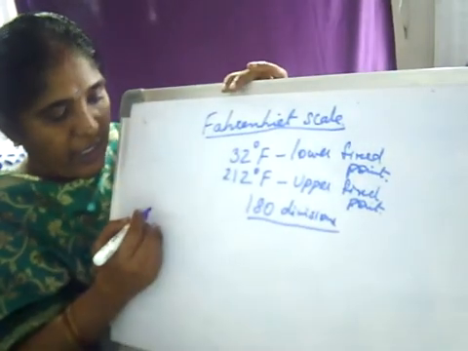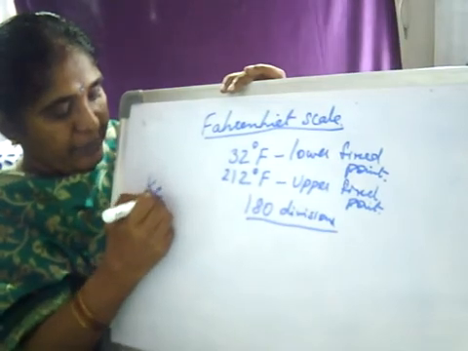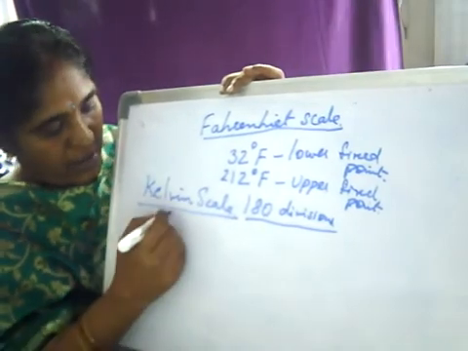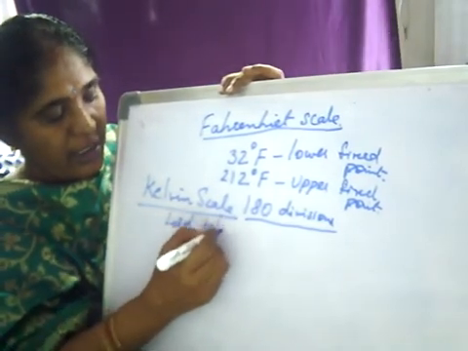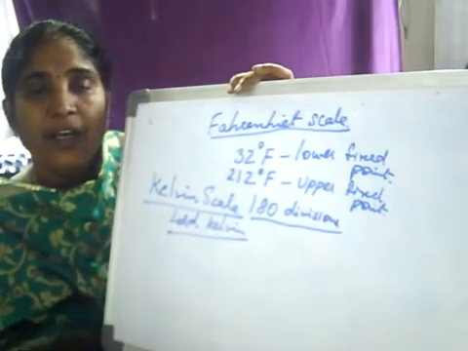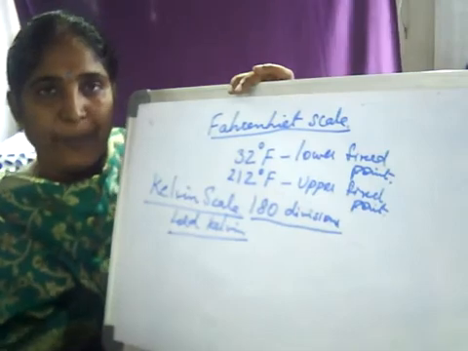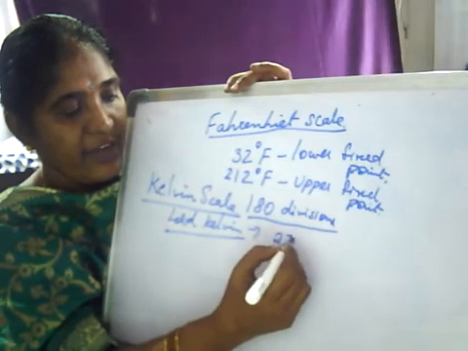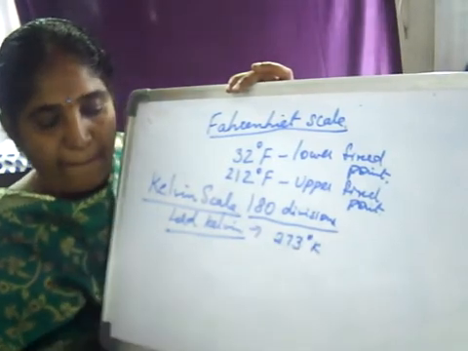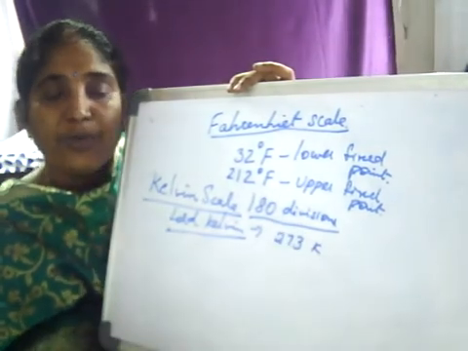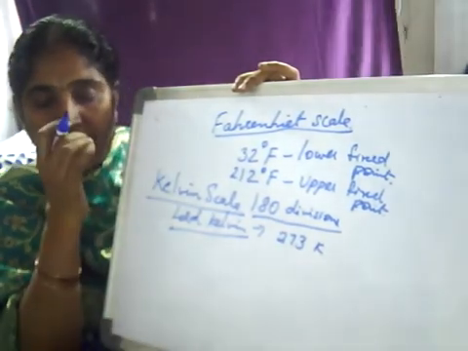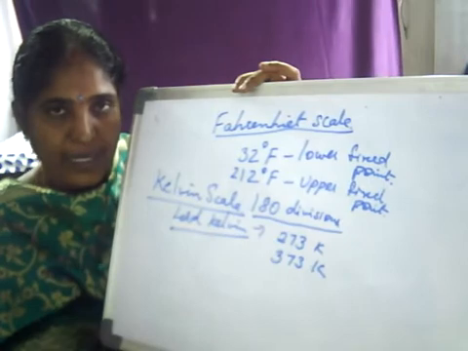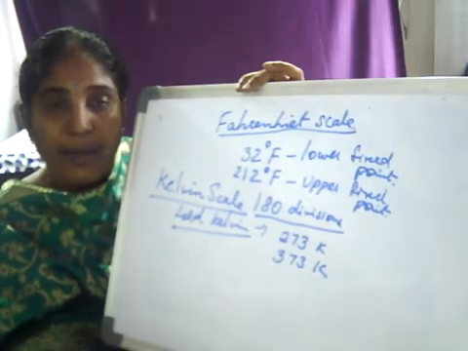Then the last scale we are talking about is the Kelvin scale, given to us by the scientist Lord Kelvin. The lower fixed point here is 273 Kelvin. We don't say degrees, just 273 Kelvin. The upper fixed point here is 373 Kelvin. These are approximate values.